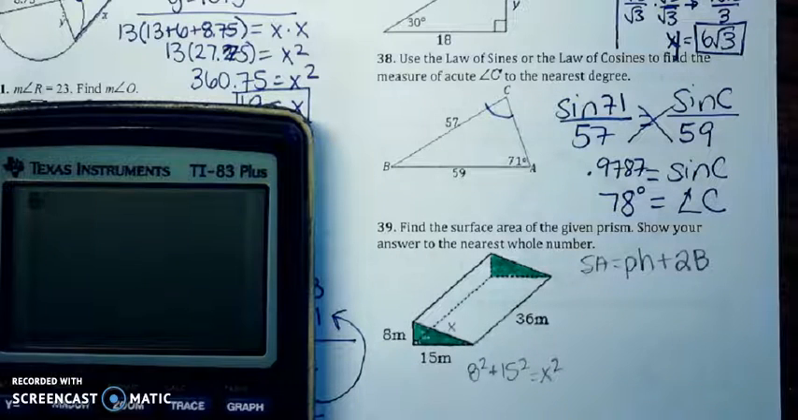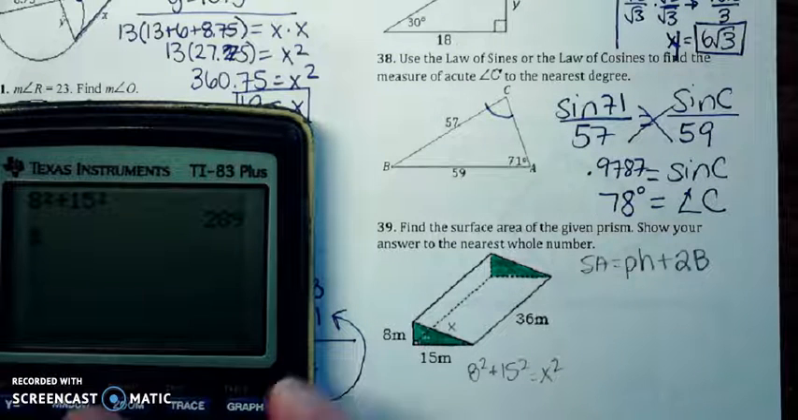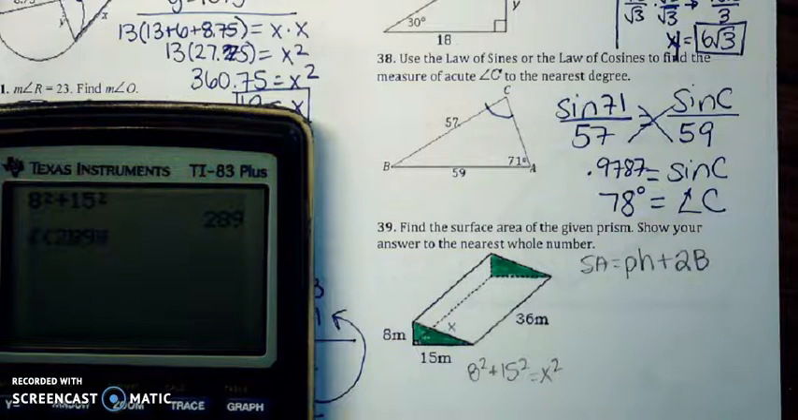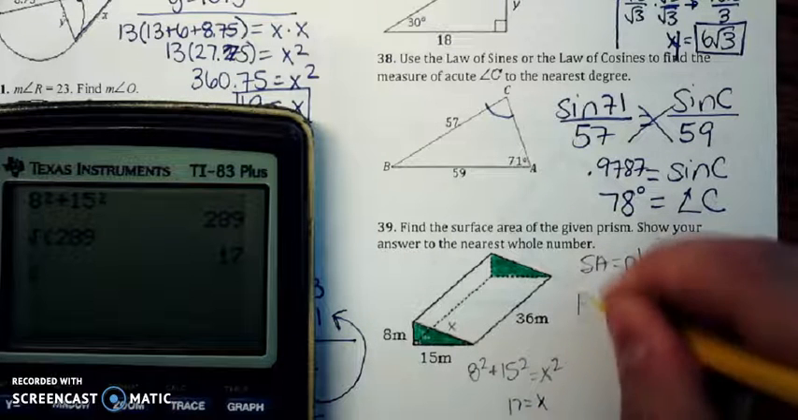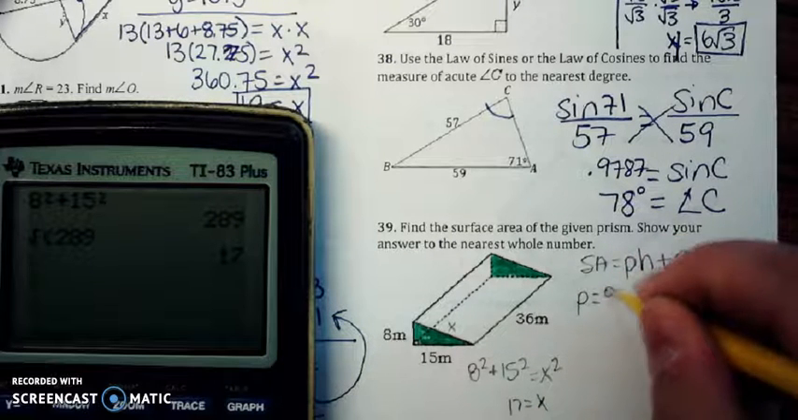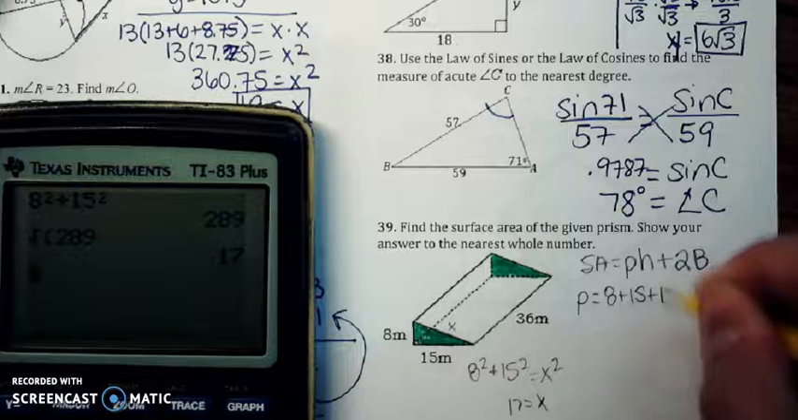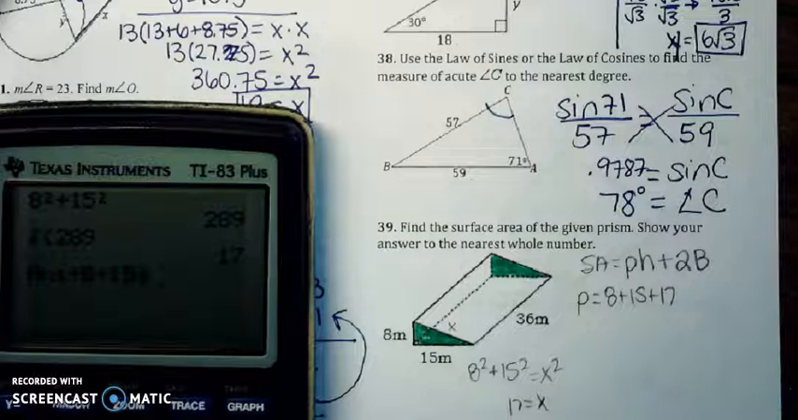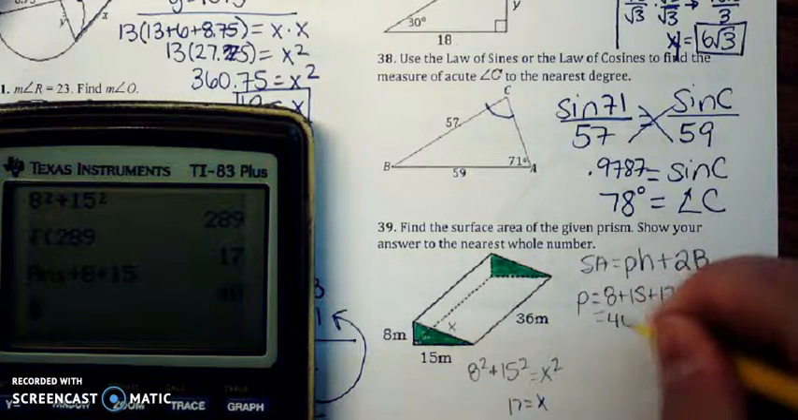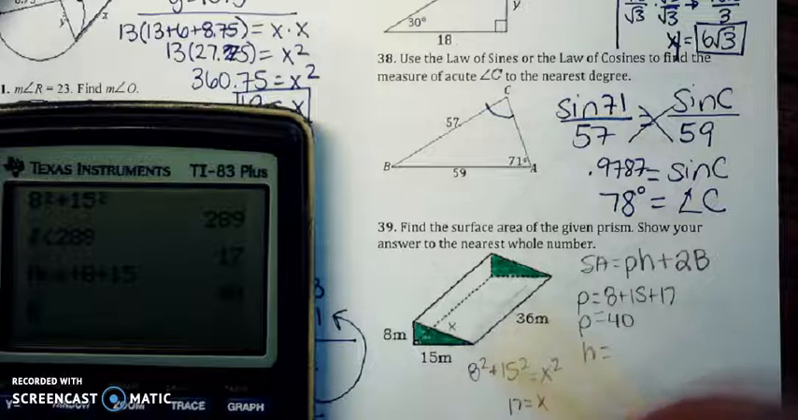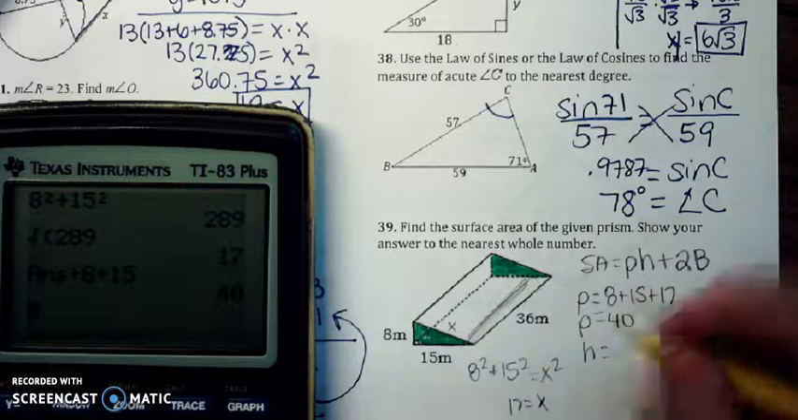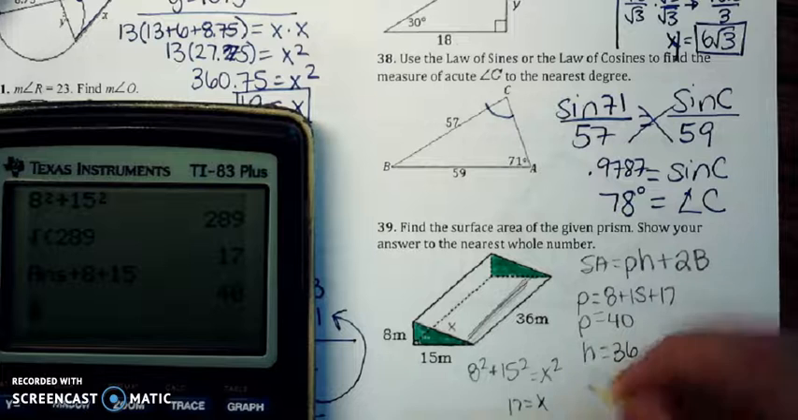So on my calculator, 8 squared plus 15 squared is going to give us 289, and then I'm going to take the square root of that. So x, that missing side, is going to be 17. All right, so my perimeter of the base, 8 plus 15 plus 17, is going to give us 40. Now, your height is the distance between the two bases. The distance between those two triangles is 36.